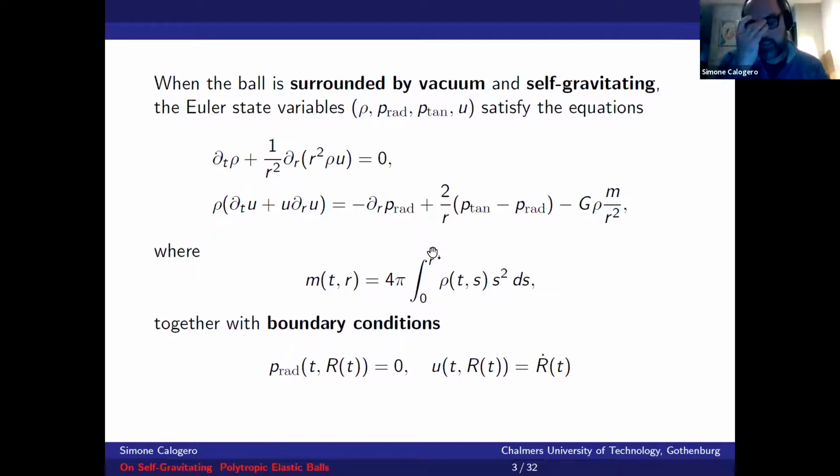And this system is supplemented with the two standard boundary conditions. So first, assume that the radial pressure on the boundary is 0, which means that I'm assuming here that this ball of matter is surrounded by vacuum. And then the velocity field on the boundary must satisfy this equation. So u_t evaluated at R_t must equal the derivative of R_t. And it's the condition that the boundary is comoving with the matter. So in particular, there is no mass flowing out of this ball. And therefore, because of this boundary condition and the continuity equation, the mass of the ball is at least formally conserved.